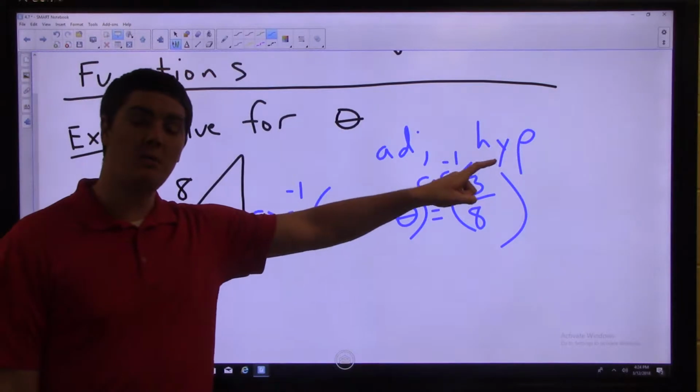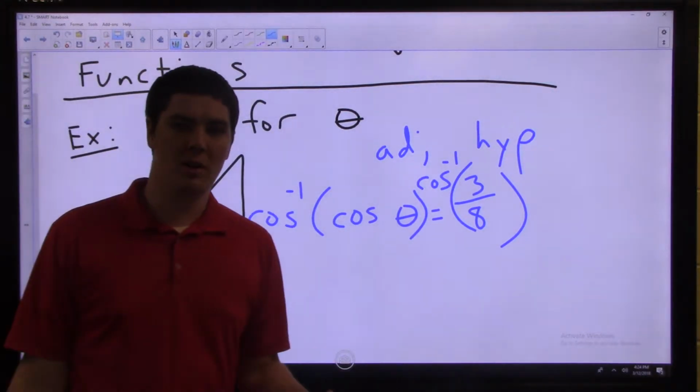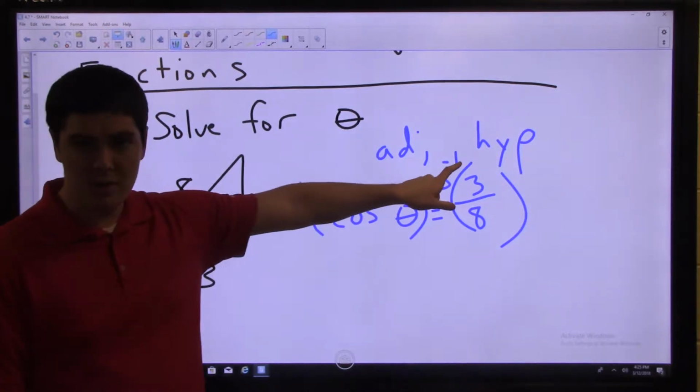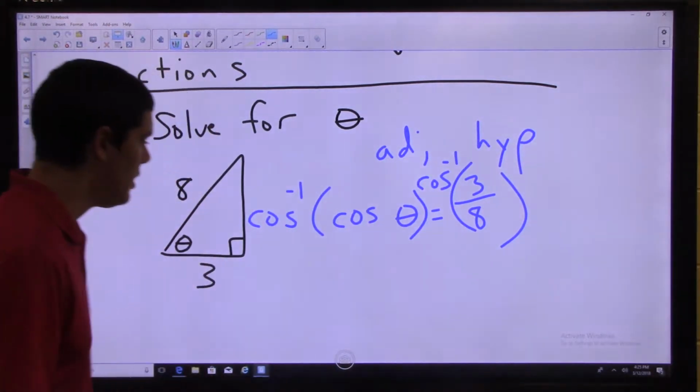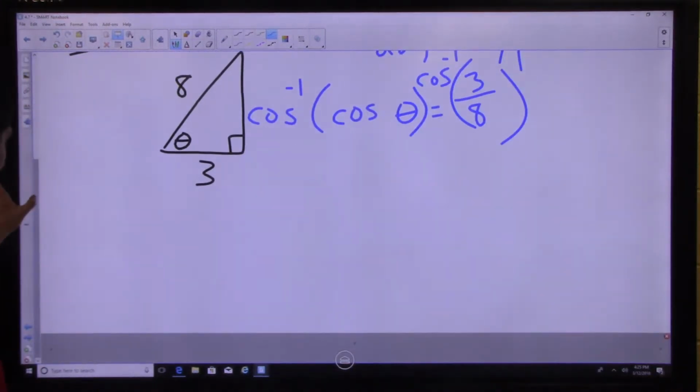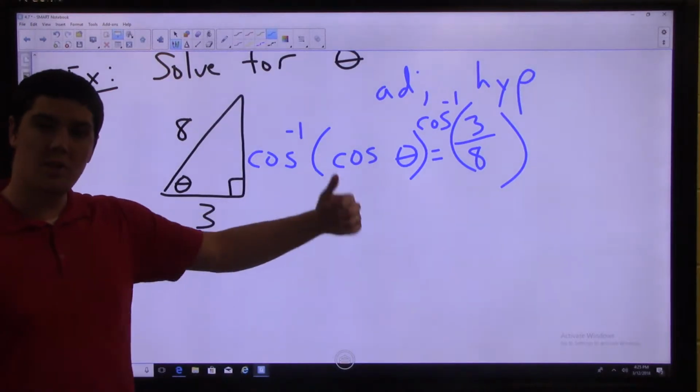It's not really to the -1 power, guys. It's just notation. I'll write down a different way of writing it as well, because a lot of people get that confused. They think we're actually taking it to the -1 power. No, it just means inverse.